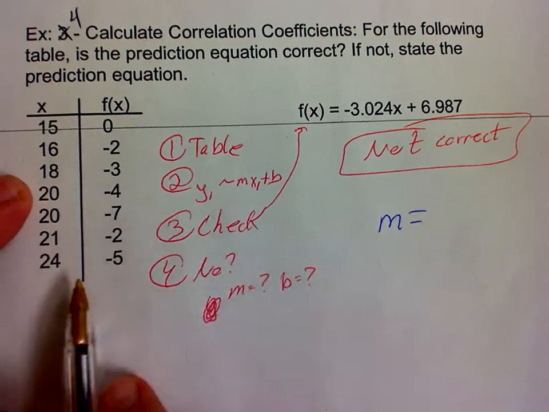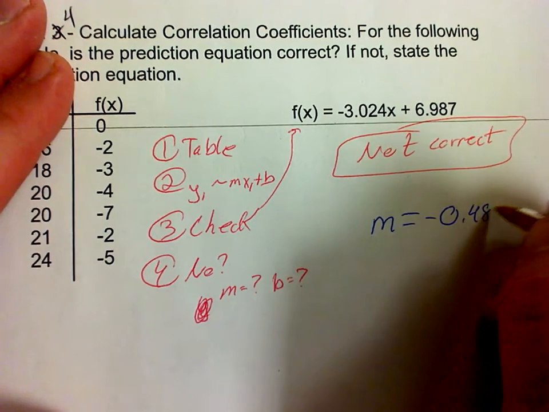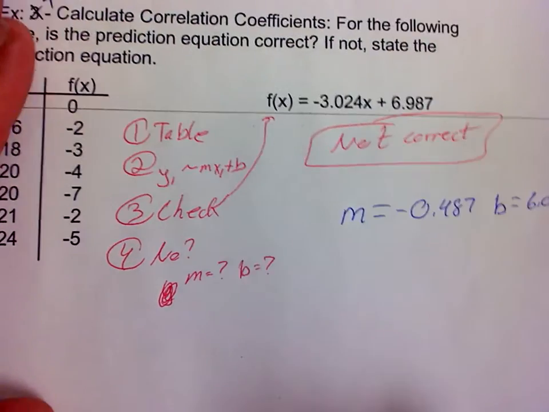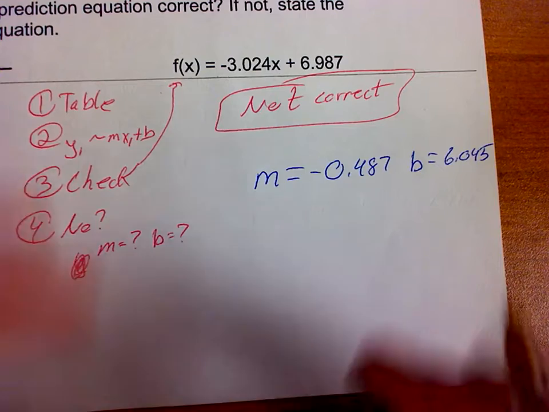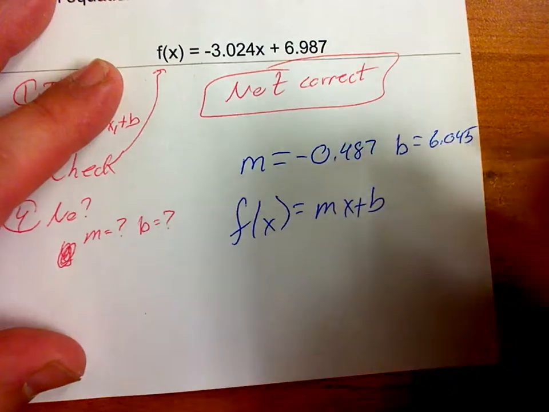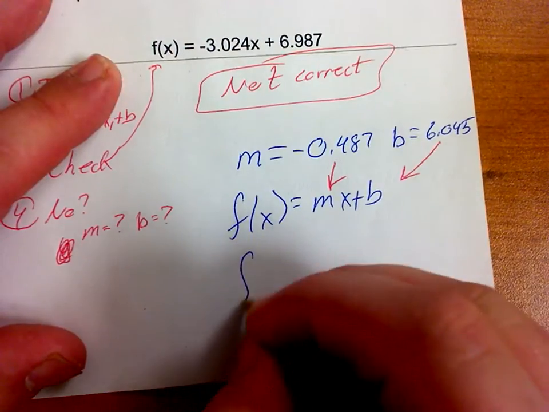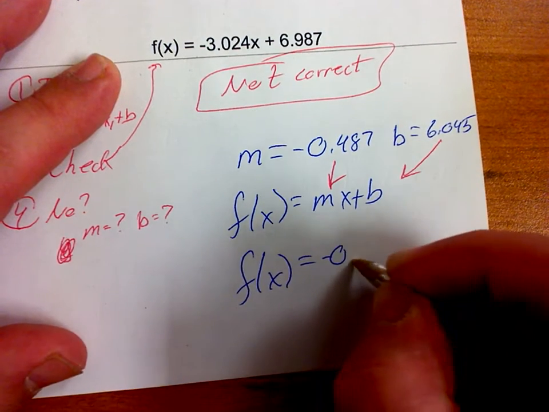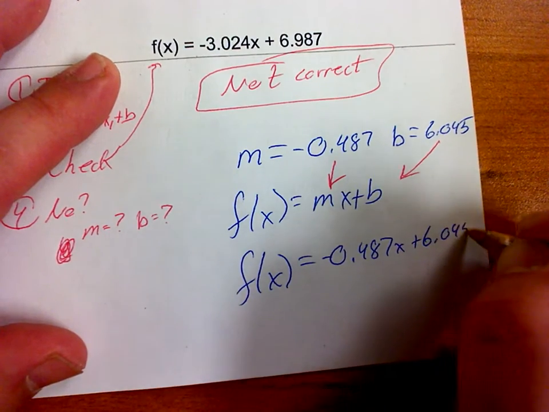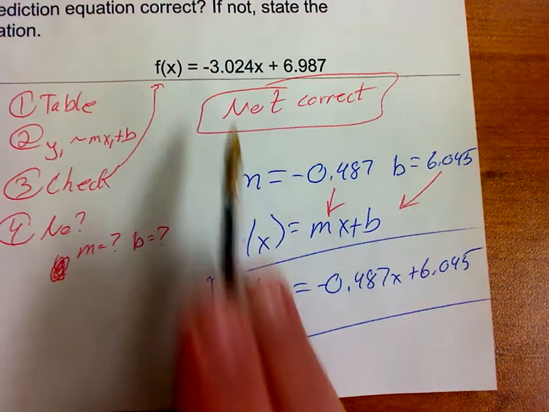Now, when we plotted these points and used our equation, the slope that we got was negative 0.487, and the y-intercept was 6.045. Once again, as we've done before, we're going to plug that into f of x here. So f of x equals mx plus b. Plug in our slope, plug in our y-intercept. We end up with f of x is equal to negative 0.487 x plus 6.045. The y-intercept was pretty close to the prediction one, but the slope definitely was not close.